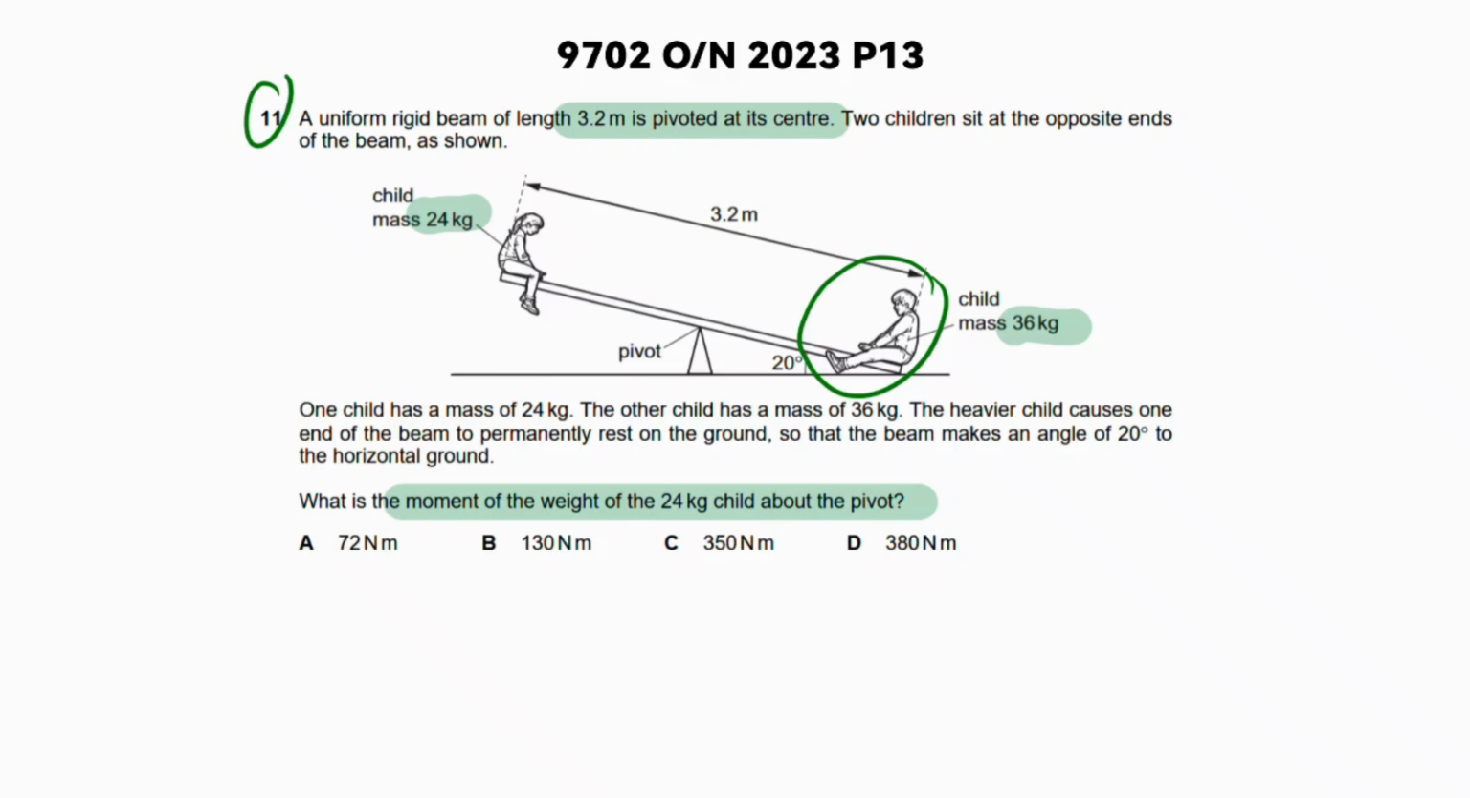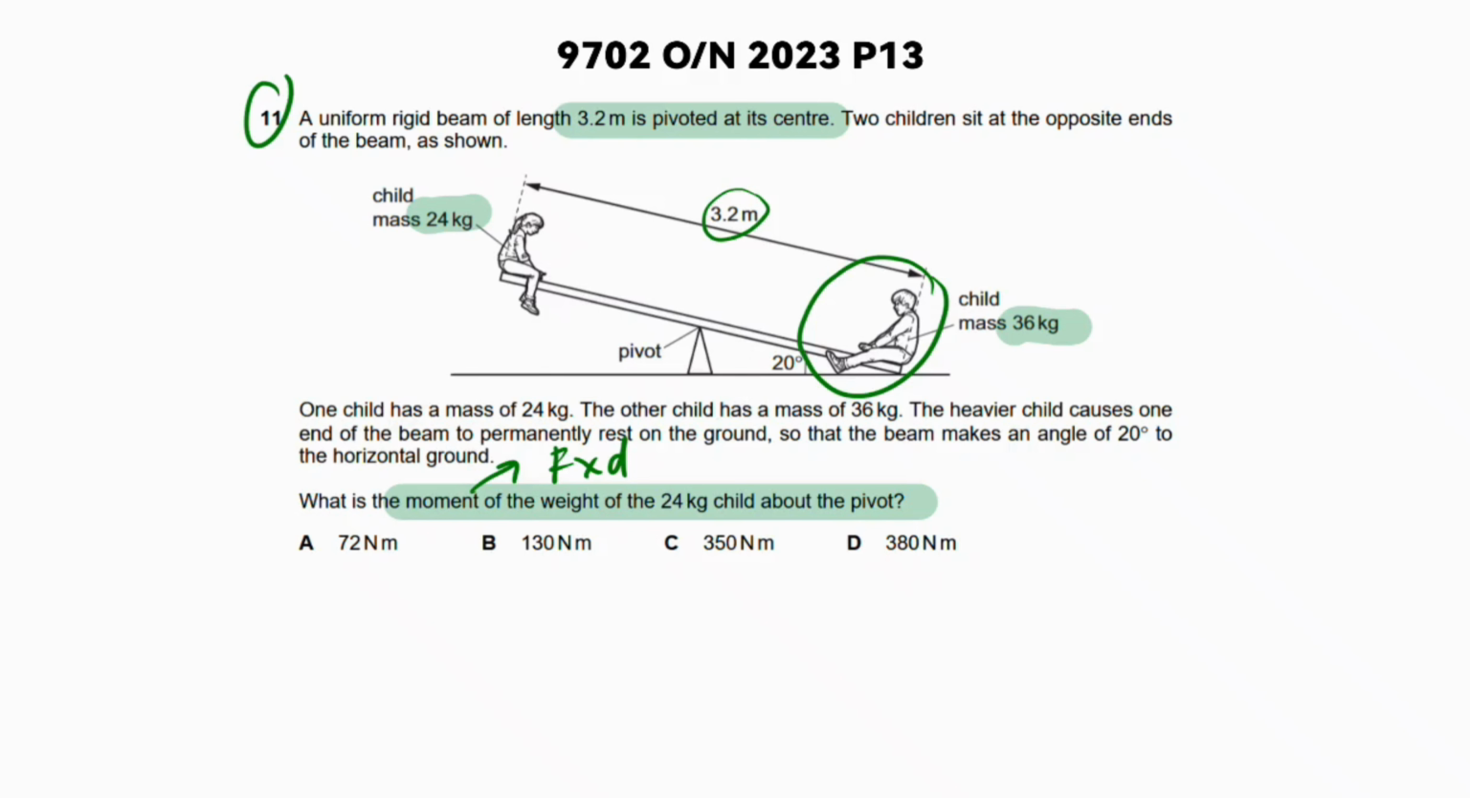So before we answer this question, it is important for you to know what moment means. So moment has a formula of force times distance, right? And the force and the distance have to be perpendicular to each other. That is something very important you need to take note of before answering this question. Okay, so let's see what information we have here. So they say that the distance is 3.2 meter.